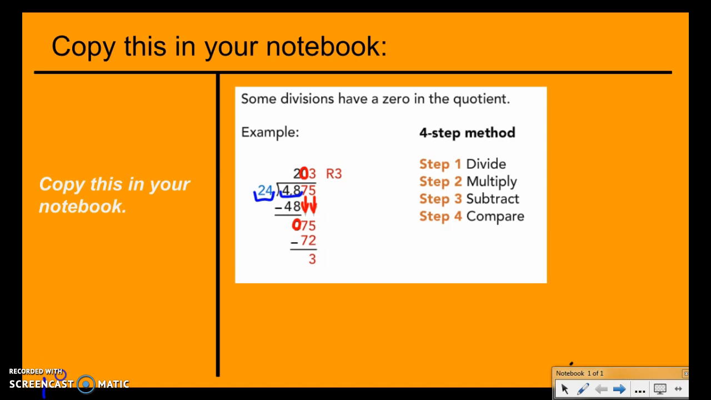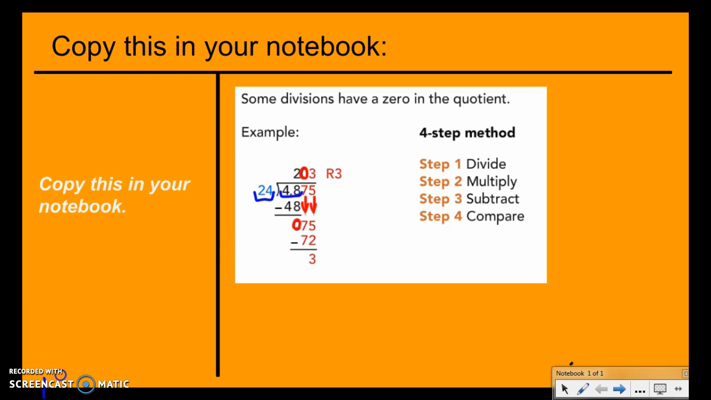Can 24 fit inside of 75? Yeah, sure. It'll fit into a number that's actually very close to 75, which is 72. Again, you're going to subtract your 2 numbers, and you will have a remainder of 3. Now, guys, you are not done at this point. You have to check it. You have to prove that it's right.